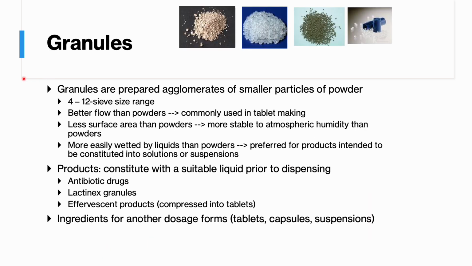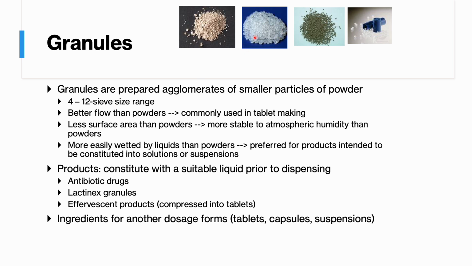Okay, so we just learned about powders, their properties, and their applications. Another dosage form very close to powders is granules. Granules are prepared agglomerates of smaller particles of powder. That means a granule is an aggregation of many powder particles. So the particle size of a granule is much bigger than powder. Usually it's in the 4 to 12 sieve size range.